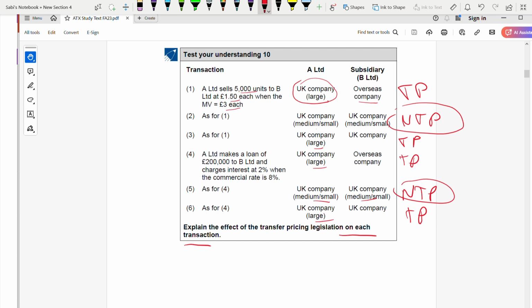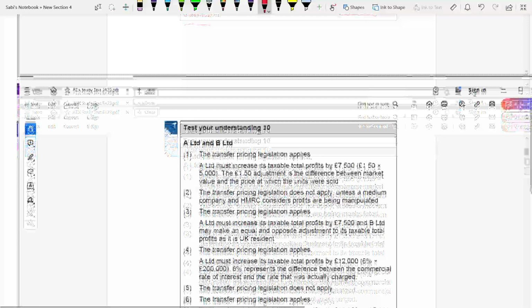Now we'll see. The information for 4 is the same, so 1, 2, 3 are the same as 4, 5, 6. Here A Limited makes a loan of 200 to B and charges interest at 2%, but the commercial rate was 8%. So now let us see.